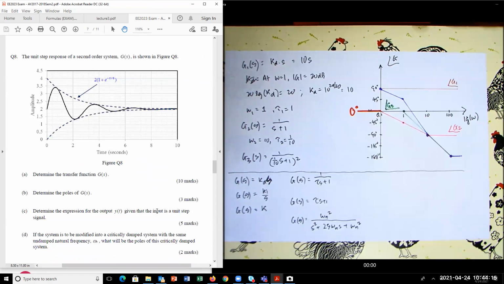Okay, so determine the transfer function. It's already told you that this is the unit step response of a second order system. Now, what second order system gives you this response? It's an underdamped system, right? So for the underdamped system, the formula is already given to you over here.